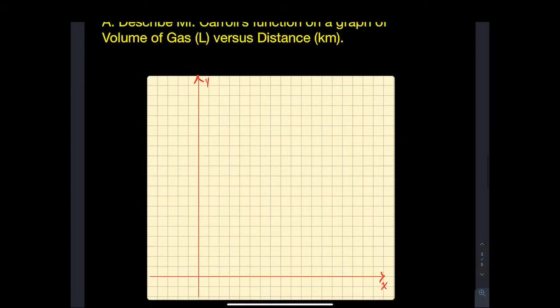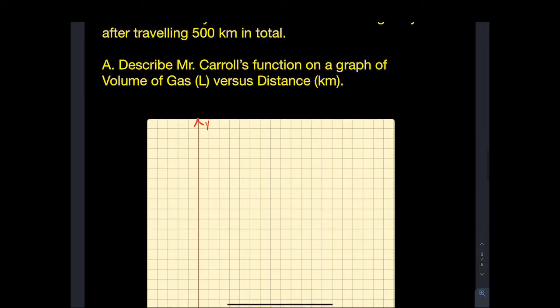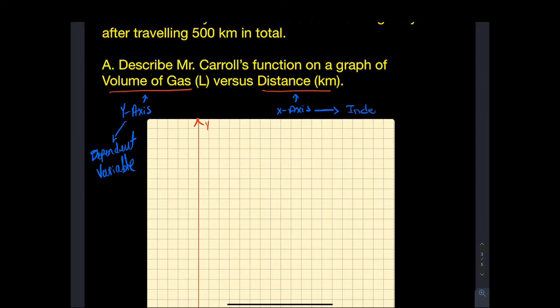And what did we say that we wanted to label this graph as? So we wanted to label it as volume of gas versus distance. So typically when it's written like this, it's referring to whatever the first measurement is. This is going to be your y-axis, and this is your x-axis. Another way that we can define these is our y-axis is also known as our dependent variable, and our x-axis is known as our independent variable.